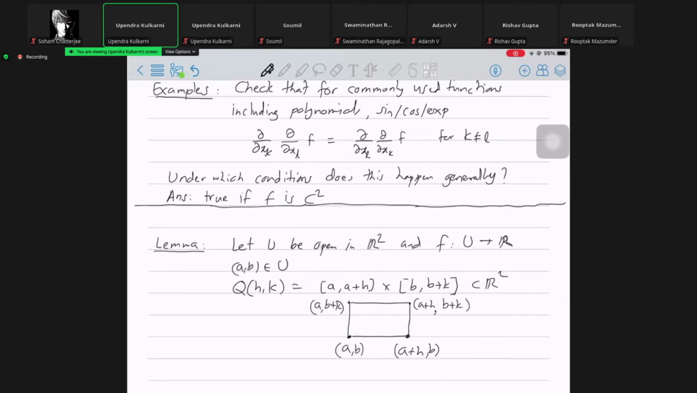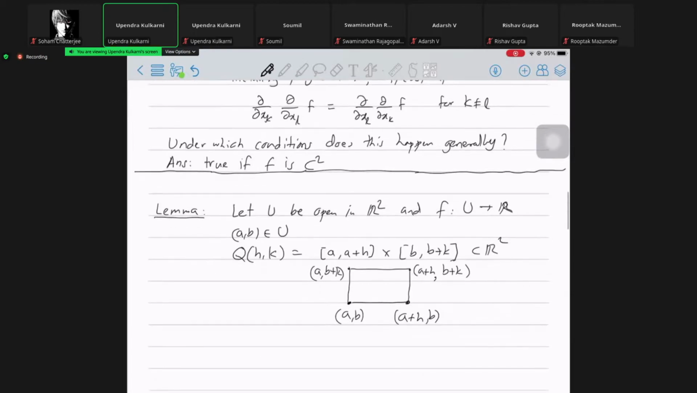We are going to be studying the variation of this function within this rectangle and prove something nice and simple, really by application of the mean value theorem twice. All right, so let's set this up.